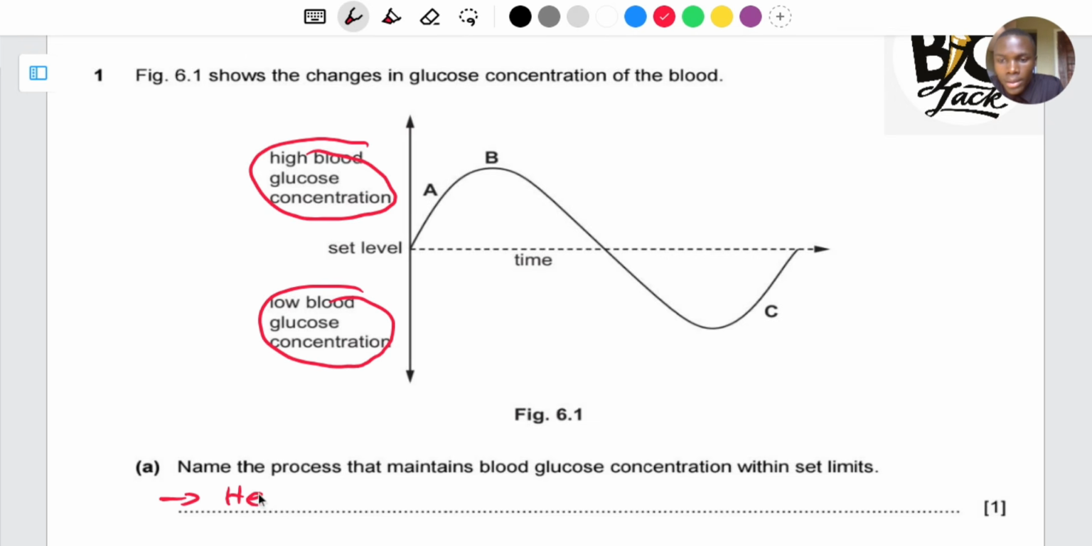Let me write homeostasis. This is E. Homeostasis. This is S and this is S. Just write it nicely so that you are able to see, not like this. So homeostasis. That's the answer for that one.